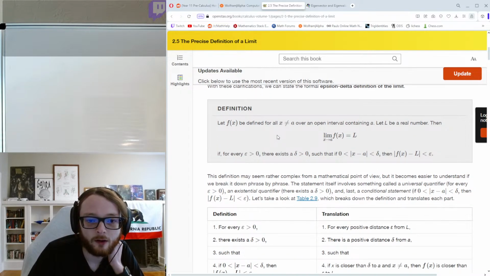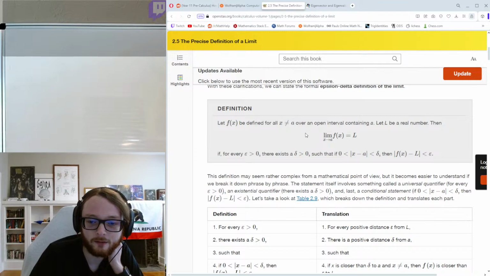f(x) we define for all x not equal to a. Really? Why would they specifically include that stipulation there? It's kind of interesting. I know you don't need it to be defined there, but why do you specifically say it can't be defined there? Or maybe this isn't excluding if x is defined at a, maybe. Just a tricky wording thing, maybe.